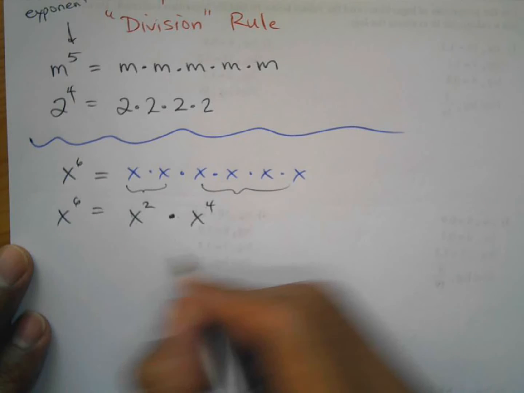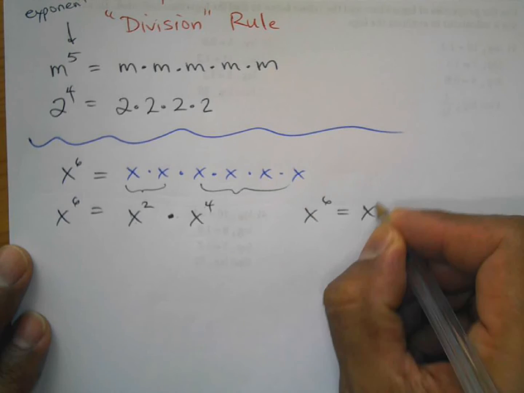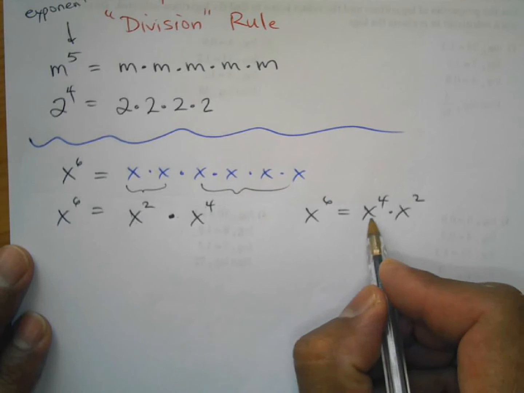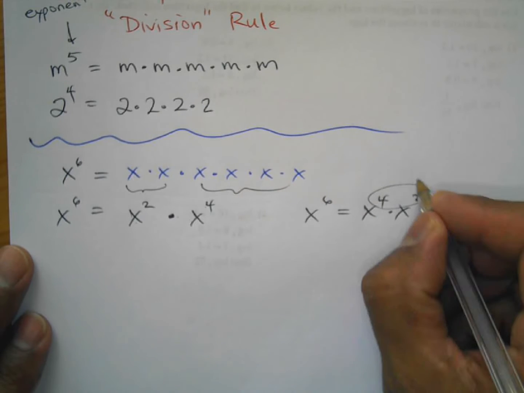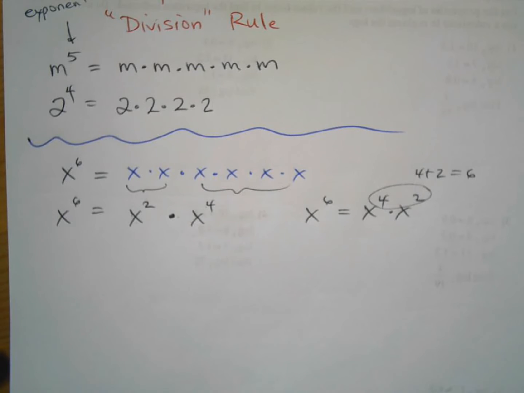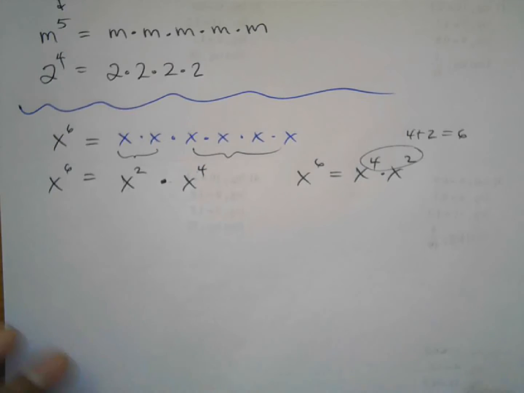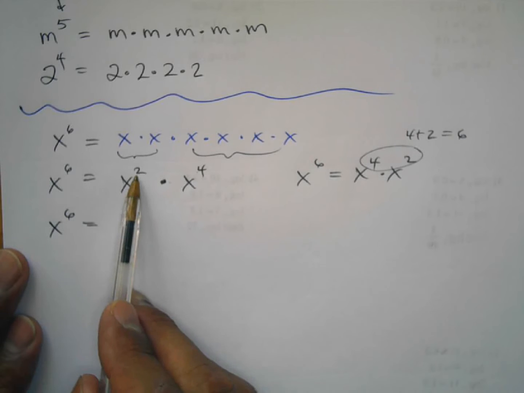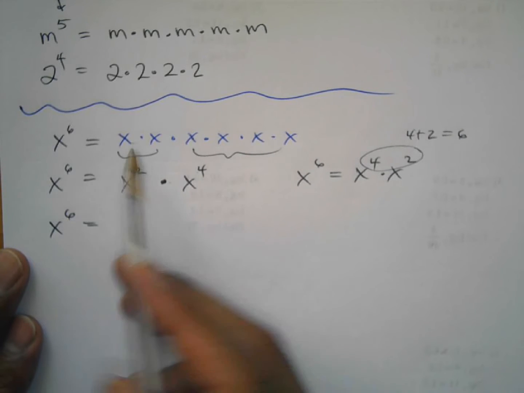Right? You can also write x^6 as what? x^4 times x^2. Because we're going to keep the base, and when you add these exponents, 4 plus 2 equals 6. As long as it adds up to this, you're fine. It's going to be okay. Can you write x^6 another way? Well, what if I change this to 3?